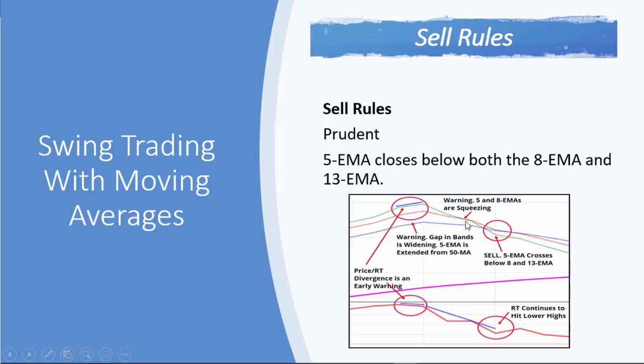5 squeezes towards the 8, another early warning sign, and then you sell at the latest when the 5-day EMA crosses below both the 8 and the 13-day EMA. And you can also see during that period, RT continues to hit lower highs as well. Okay, so let's take a look at some charts.